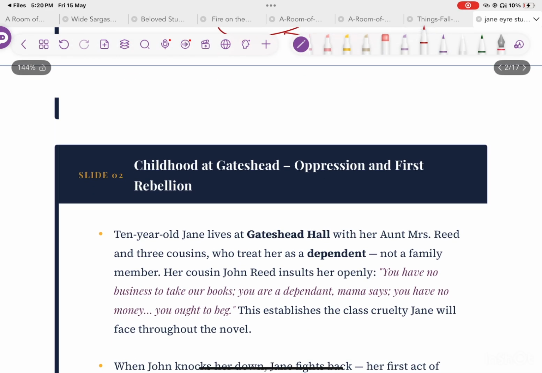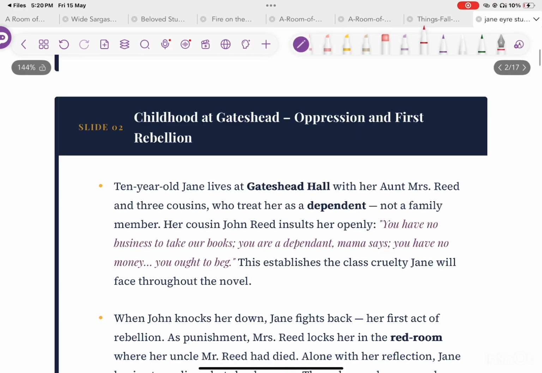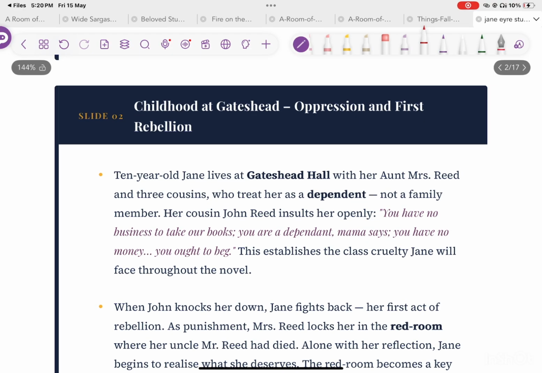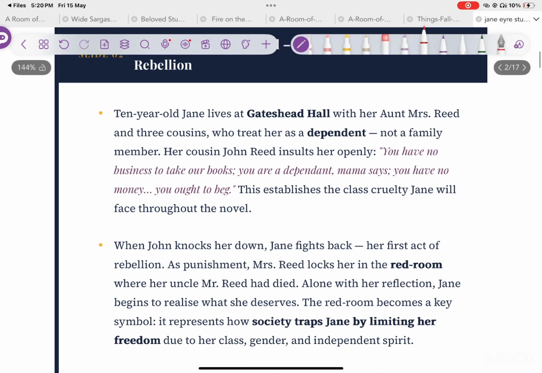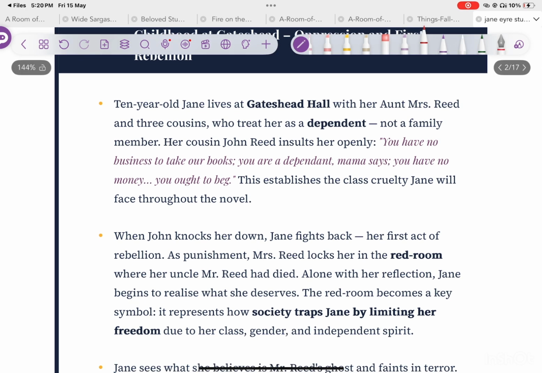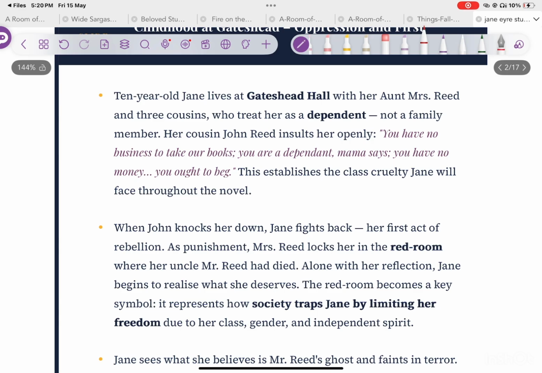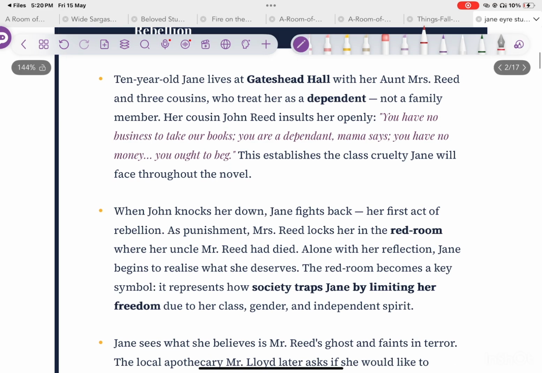So let's move to the novel. Let's look at the novel in detail. So 10-year-old Jane lives at Gateshead Hall with her aunt Mrs. Reed and three cousins who treat her as a dependent, not a family member. Her cousin John Reed insults her openly. "You have no business to take our books. You are a dependent. Mama says you have no money. You ought to beg." This establishes the class cruelty Jane will face throughout the novel.